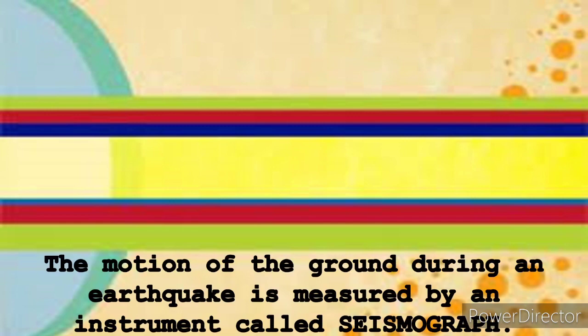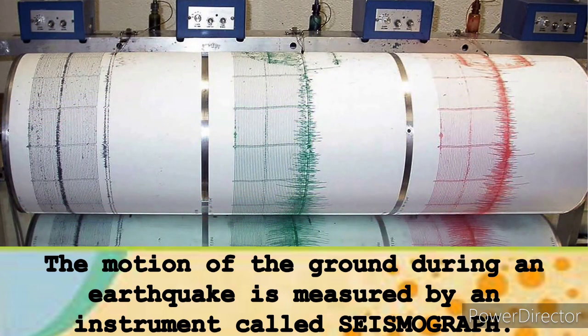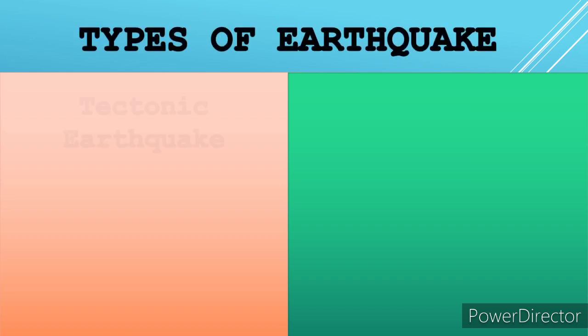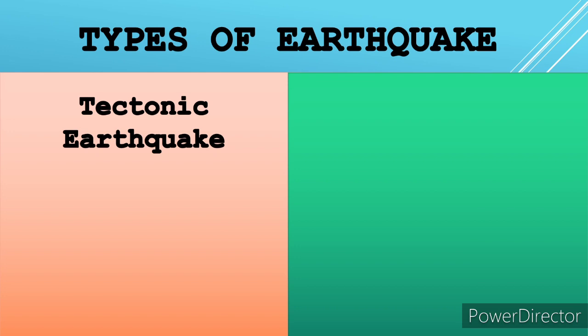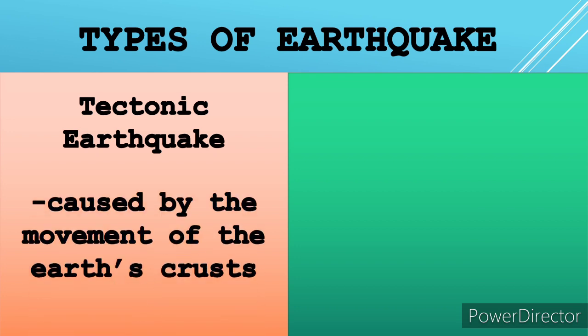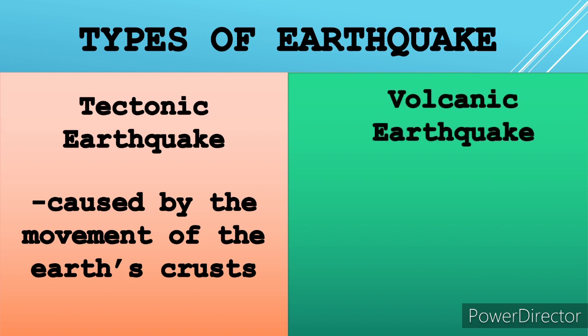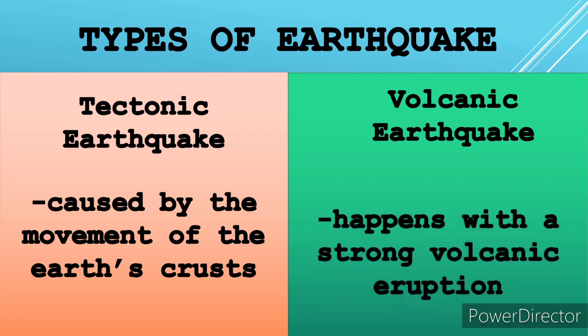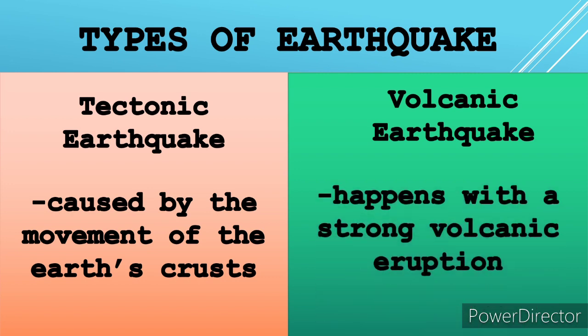How do we know when there's an earthquake? The motion of the ground during an earthquake is measured by an instrument called a seismograph. This is a seismograph. Children, there are types of earthquake. The first type is the tectonic earthquake. It is caused by the movement of the Earth's crust. While the next type is the volcanic earthquake. What is a volcanic earthquake? It happens with a strong volcanic eruption.